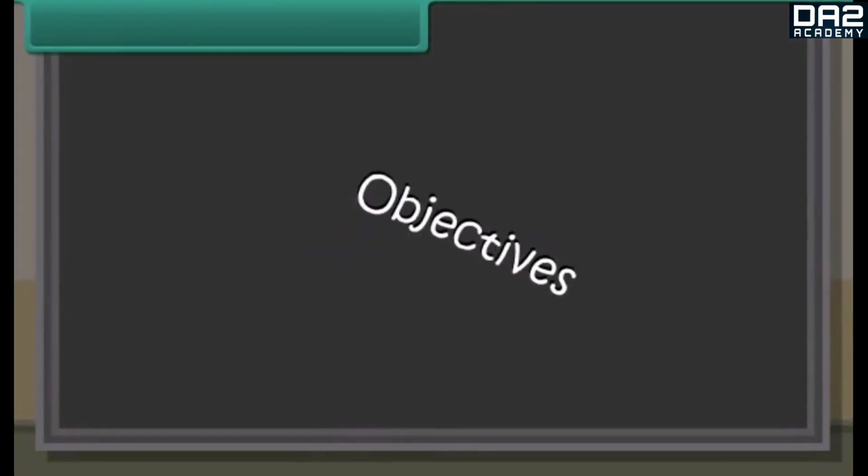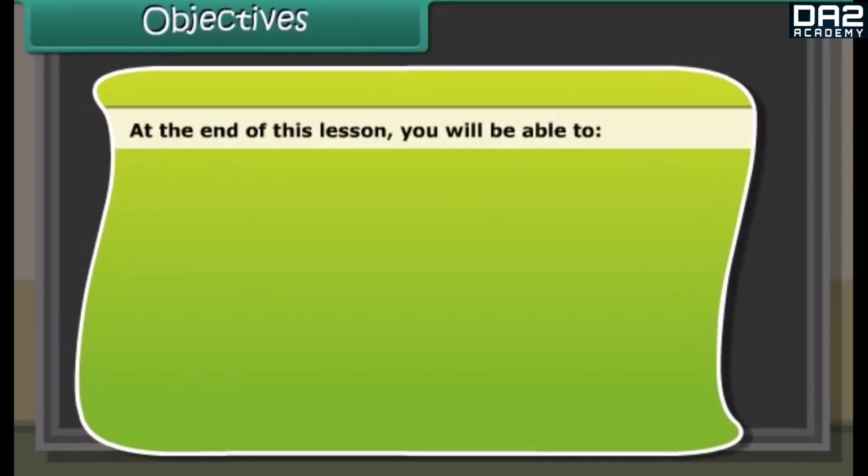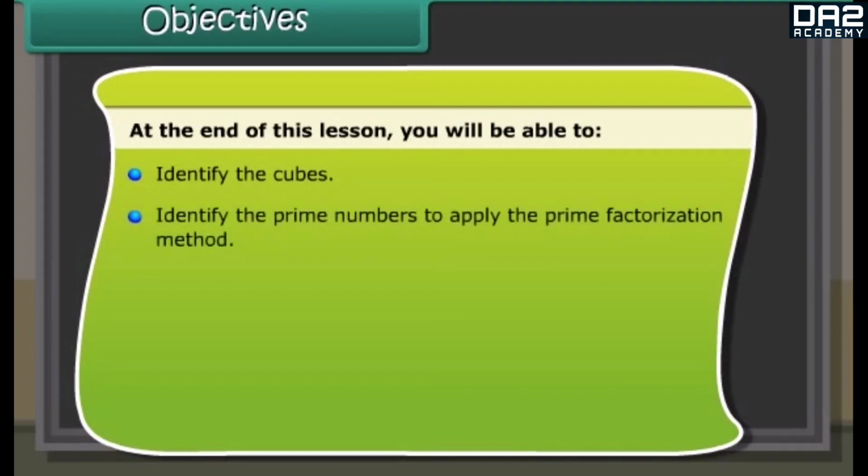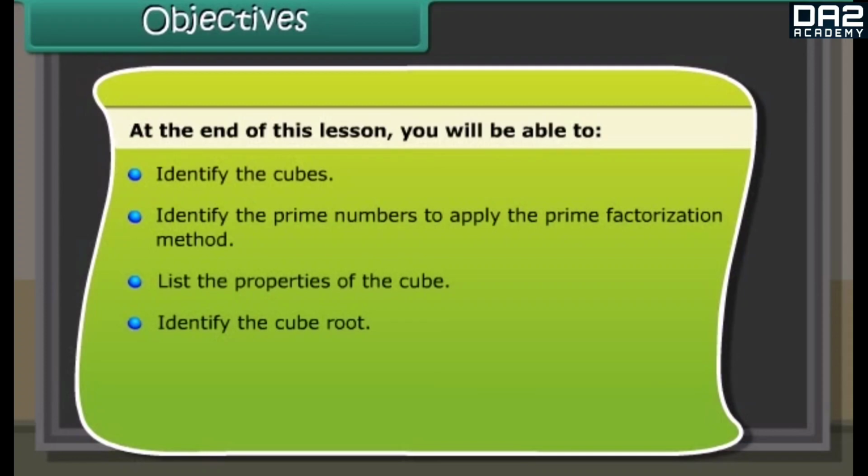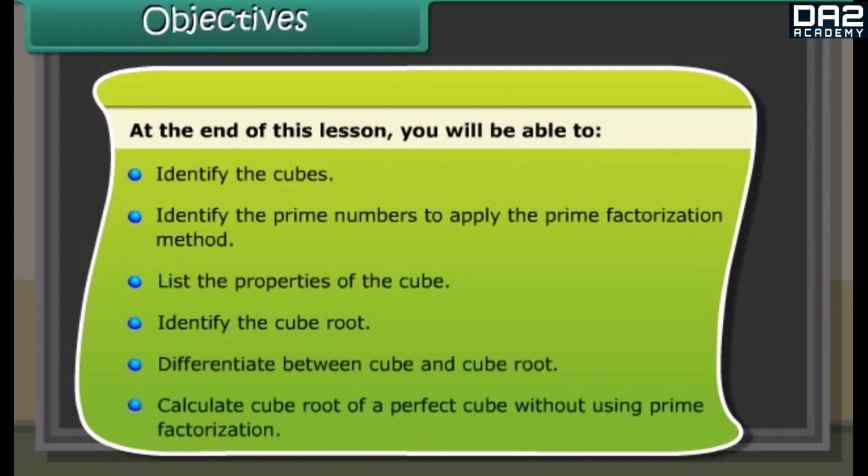Objectives. At the end of this lesson, you'll be able to identify cubes, identify prime numbers to apply the prime factorization method, list the properties of the cube, identify the cube root, differentiate between cube and cube root, and calculate the cube root of a perfect cube without using prime factorization.